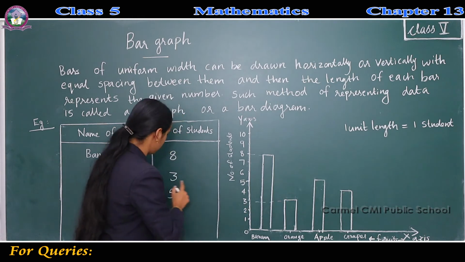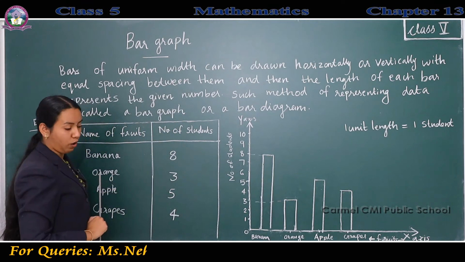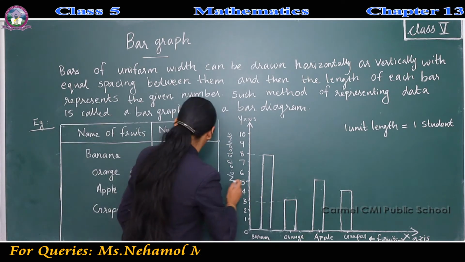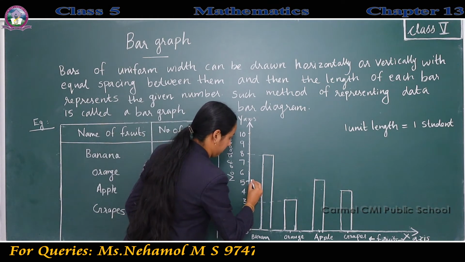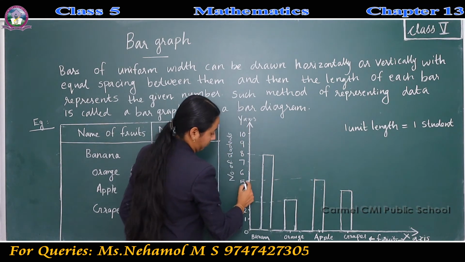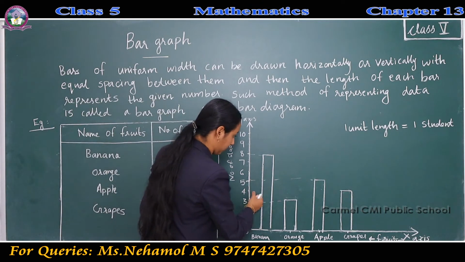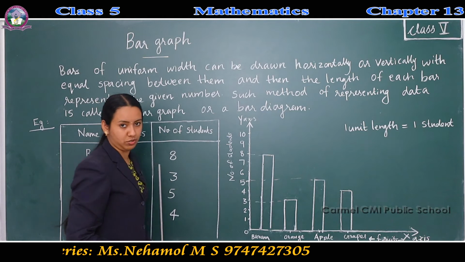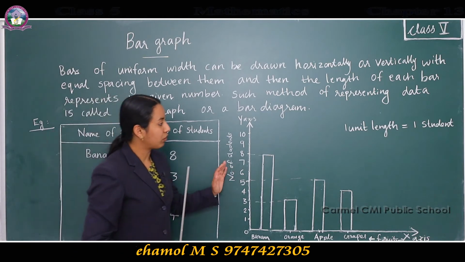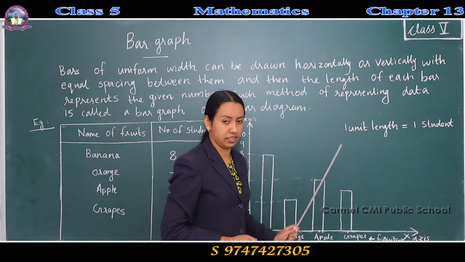3. That means 3 students like orange. Then apple, 5. 5 students like apple and grapes, 4. 4 students. Then one more thing is there, unit length.